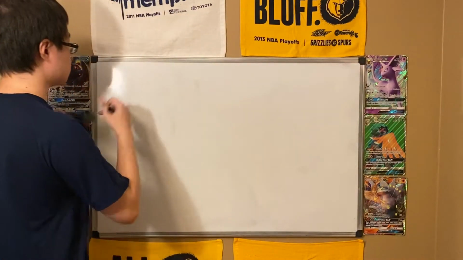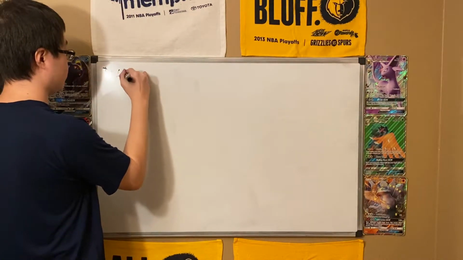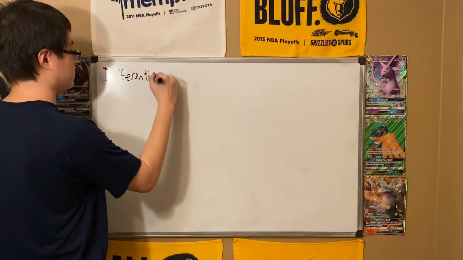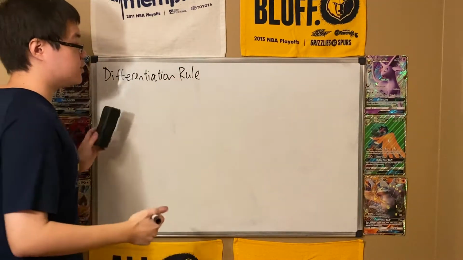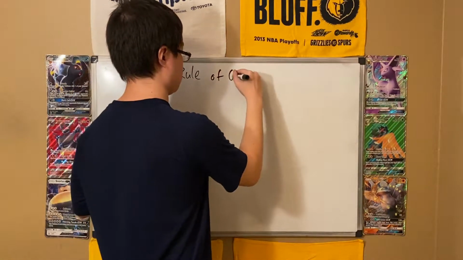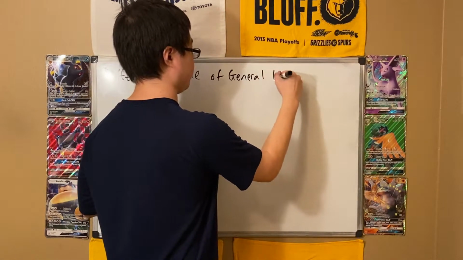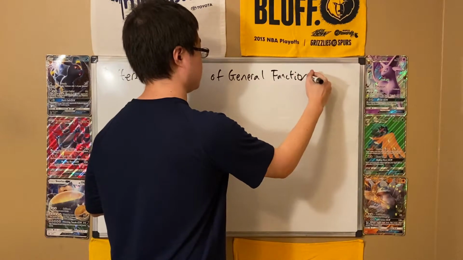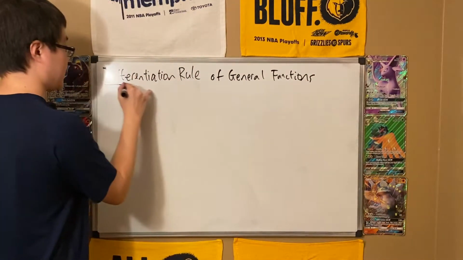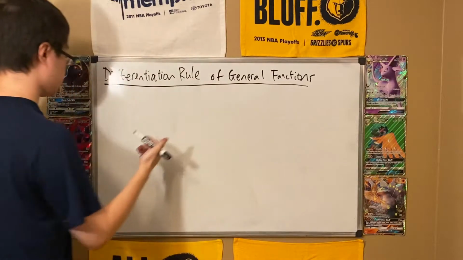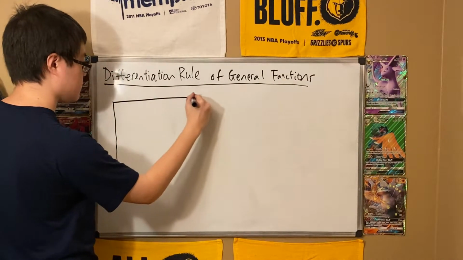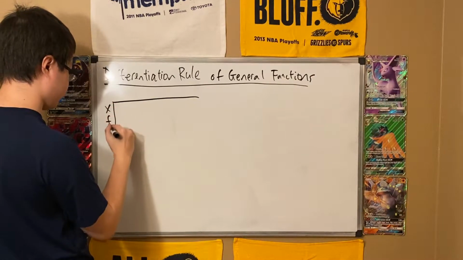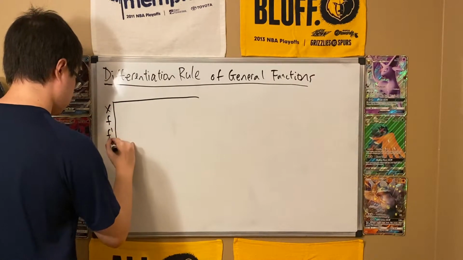But let's get started. In this case, we are again doing differentiation rules of general functions. So we're going to be taking these nice little derivatives. In the first half of the video, we're going to use a nice little table. So let me draw a table real quick. It's going to have x, f, f prime, g, and g prime values.